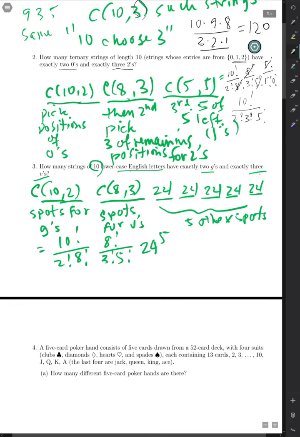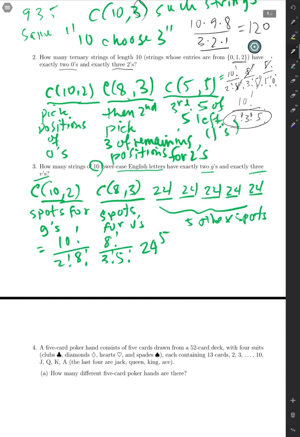And notice what we did: of the 10 spots, we picked 2 for one thing, 3 for another, and 5 for another. So the 2, 3, and 5 add to 10. That's pretty cool how that works, and that's a general principle we'll encounter a little bit later as well. I'm going to try one more problem in here. Actually, I think I'll take a break, and we'll come back and do this next problem.